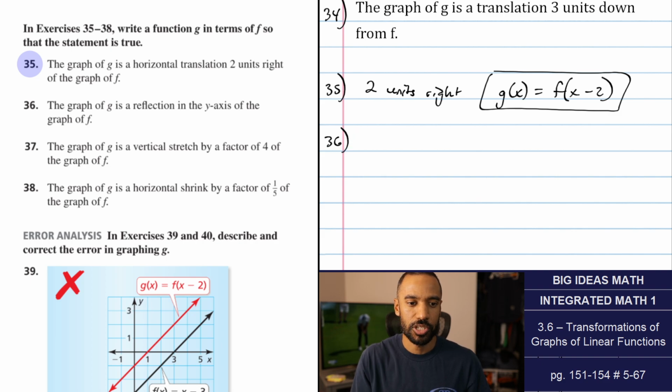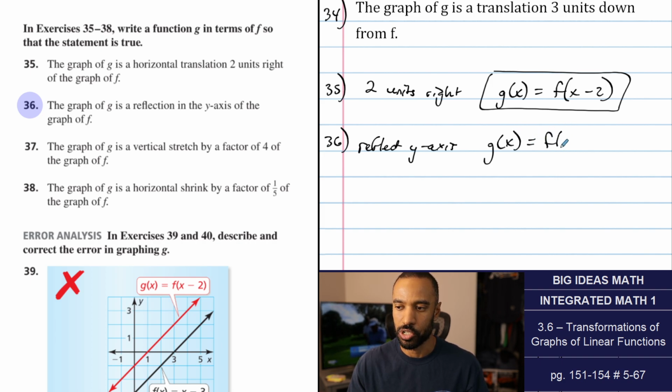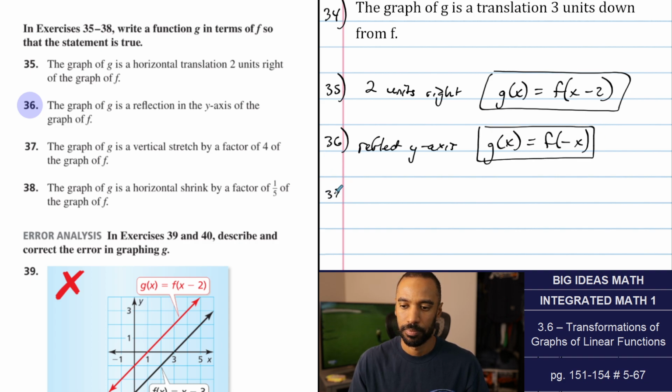Number 36, we're going to reflect in the y-axis. The y-axis is a vertical line. That means we reflect horizontally. So we're going to reflect in the y-axis. It's a horizontal reflection. That means that is inside your function. That takes your x's and changes their signs. It makes them negative. g of x is f of negative x.